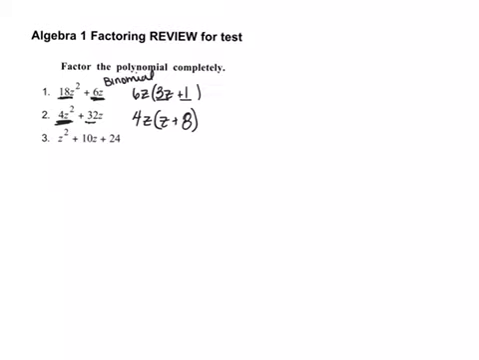Now when I look at number 3, I don't have any common factors. 10 and 24 have a common factor, but there's no common factor here because the coefficient is 1. So I skipped that step. I've looked at it. There's no common factor. This looks like the x squared plus bx plus c, so that's my x problem, where I want to know what two numbers multiply to 24 and add to 10. And when I do that, I have 6 and 4. 6 times 4 is 24. 6 plus 4 is 10. So it's z plus 6 and z plus 4.